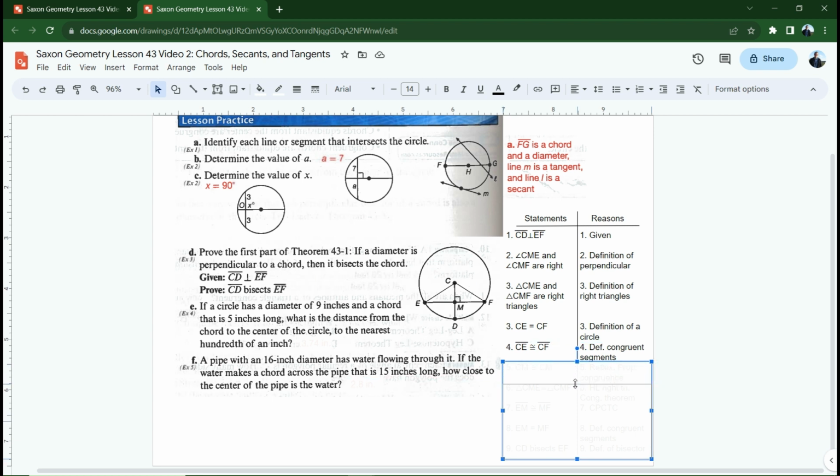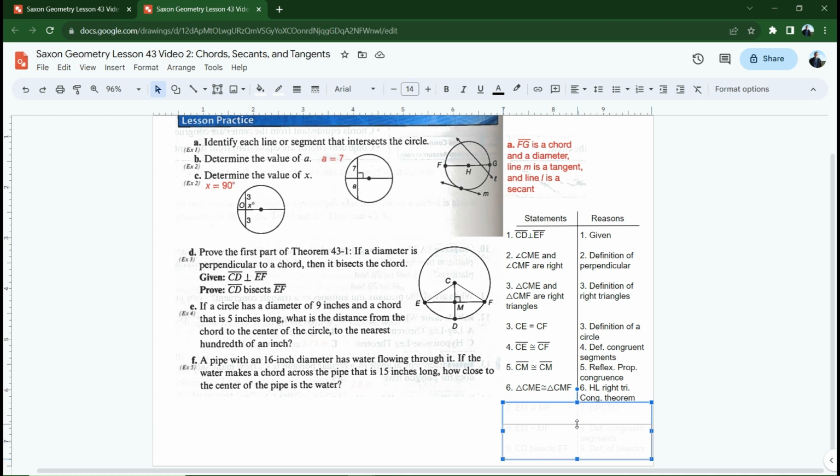What else can I say? Well, I also know that CM, which is part of both triangles, is congruent to itself. That's the reflexive property of congruence. And therefore, now that I know the hypotenuse and one of the legs is congruent, I could say that the triangles are congruent by the hypotenuse leg right triangle congruence theorem. Okay, so I know that these two right triangles in here are congruent.